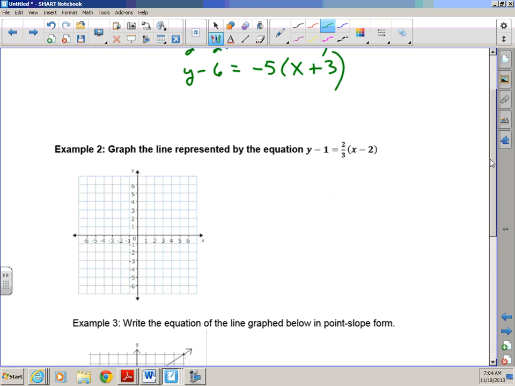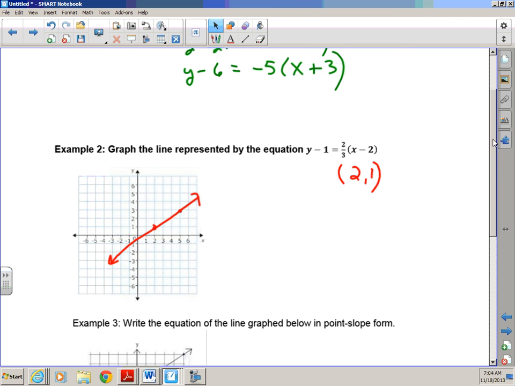Now, you'll also see how easy it is to graph this equation. If the equation in point-slope form is y minus 1 is equal to 2/3 parentheses x minus 2, that means my coordinate is 2, 1. Okay? So 2, 1 is my coordinate. And as we've done before, we'll use our slope of 2/3, rise over run, to find the second point. And now we can graph that line.